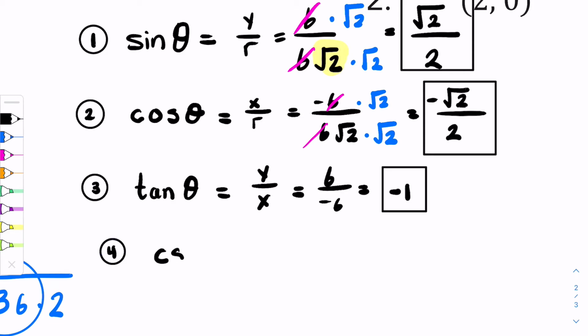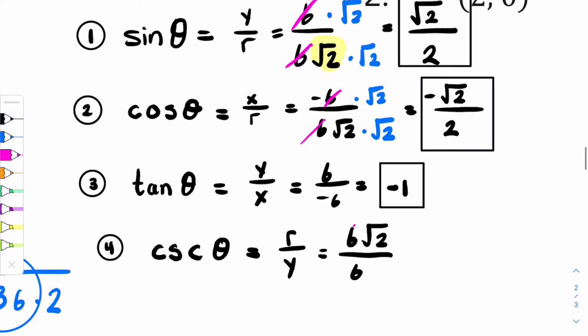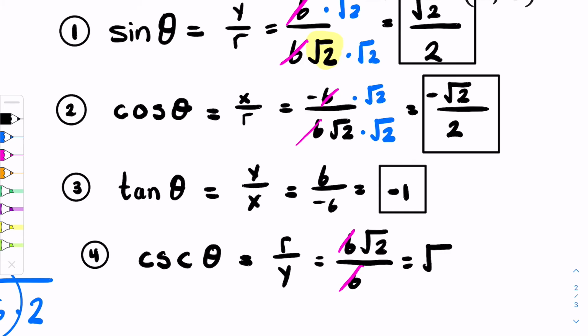Cosecant, abbreviated CSC, is r over y. That would be 6 square root of 2 divided by 6. And your 6 values cancel. You don't have to rationalize because your square root is already in the numerator. So when you simplify by canceling those values of 6, you're left with the square root of 2.